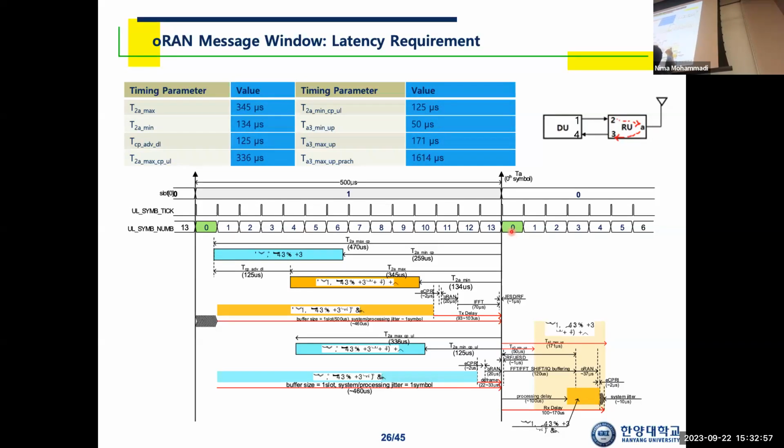171 microseconds after you receive the uplink data, you have to finish all the framing procedure, right? What if we do not keep this requirement? What will happen? Then you will break the timing. I don't know. I really don't know what's going to happen if you cannot keep that timing requirement.